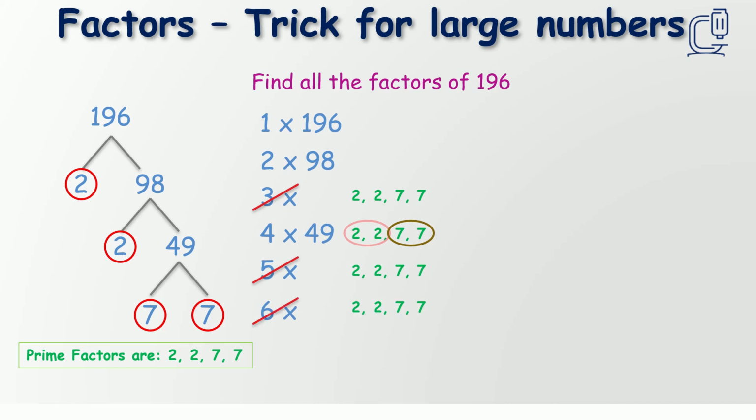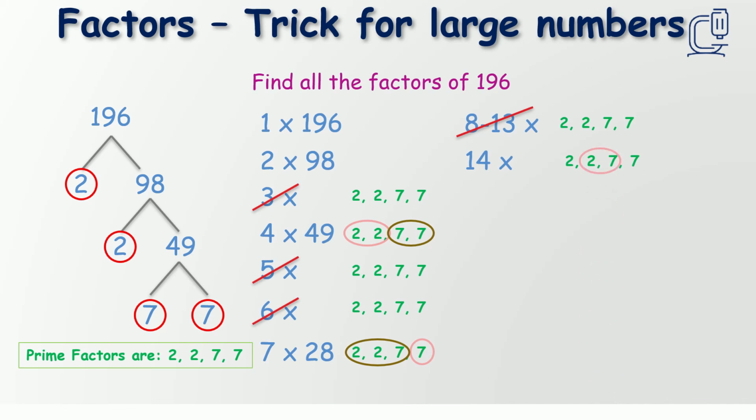And 7 is in our list of prime factors, so let's circle that, and we multiply the remaining prime factors of 7 times 2 times 2, and that gives us 28, and 7 times 28 gives 196. So 7 is a factor of 196. Numbers 8 to 13 cannot be made using our prime factors, so none of these numbers are factors of 196, but 14 can be made using our prime factors of 7 times 2, and multiplying the remaining prime factors of 7 and 2 gives 14, and we know that 14 times 14 is 196.